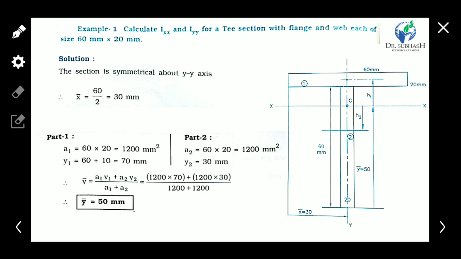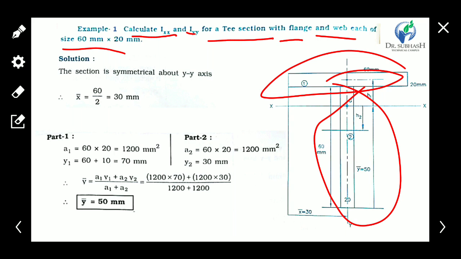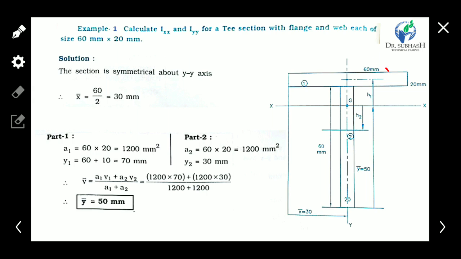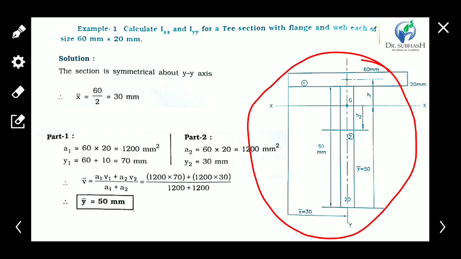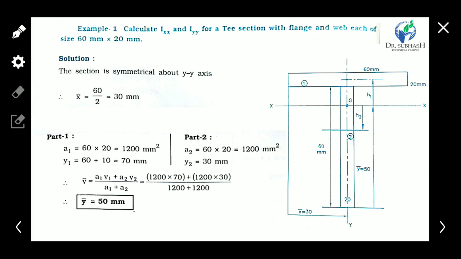Let's go for the first example. Example 1: Calculate the Ixx and Iyy for a T section with flange and web each of size 16 by 20. The flange and web both have the same dimension 16 by 20, making the T section. We have to find the moment of inertia of this given compound or composite section.